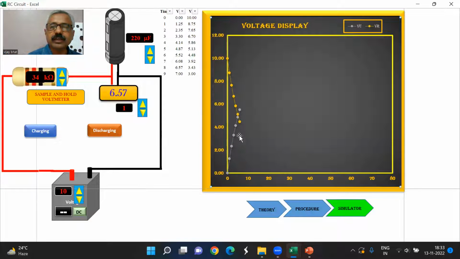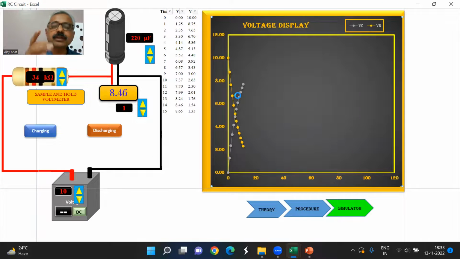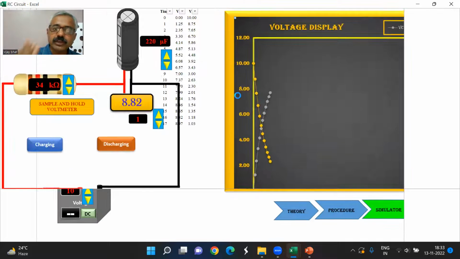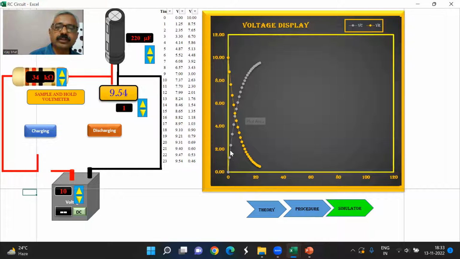Here you can see the gray line is representing the capacitor voltage, while the yellow line is representing the voltage across the resistance, which is gradually decreasing. And the intersection of these two is nothing but the T half in this RC circuit. So you can see the charging graph of this capacitor, the voltage across the capacitor, and here is the voltage across the resistance. So you can change the value of resistance, change the value of capacitor, repeat the experiment, take the observations, which are provided here. You can calculate the time constant with the help of the graph as well as with the help of the formula.